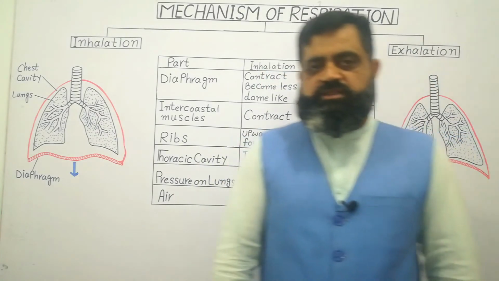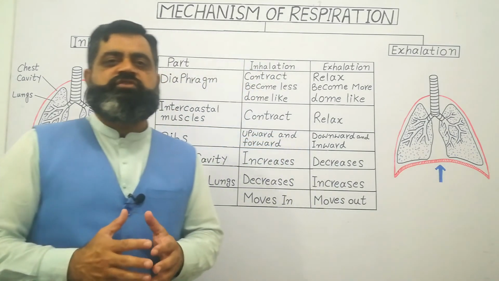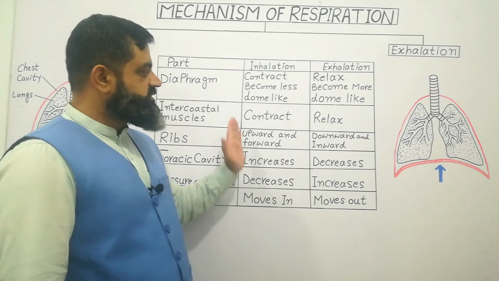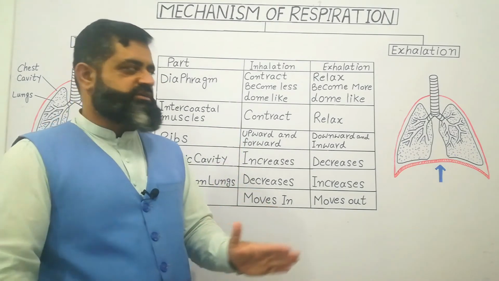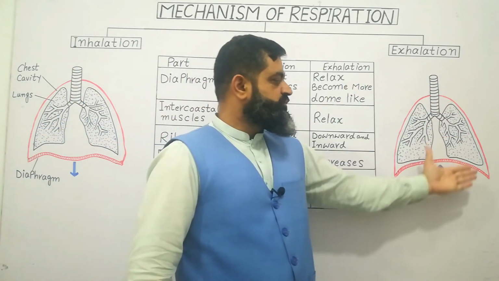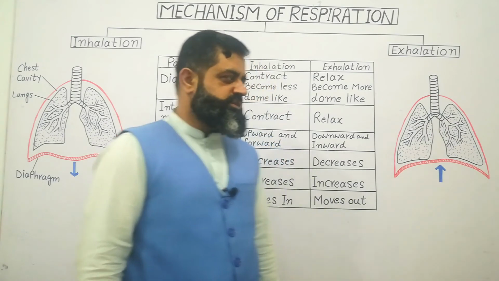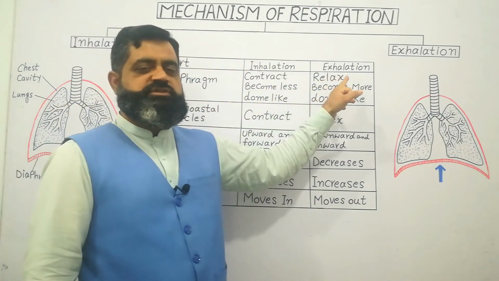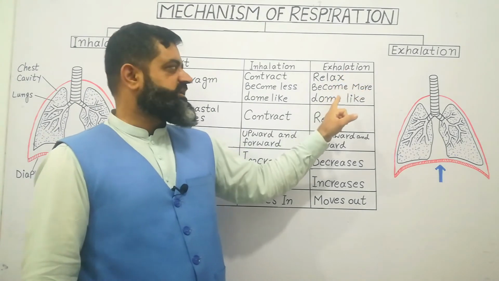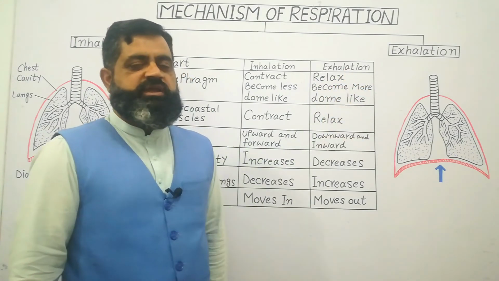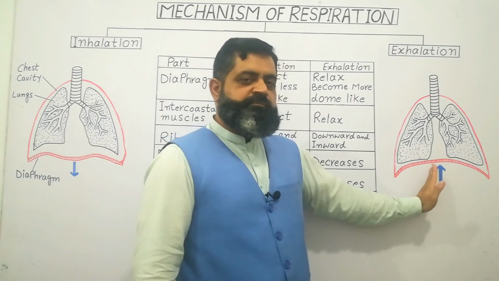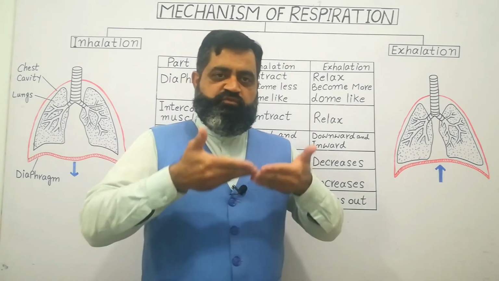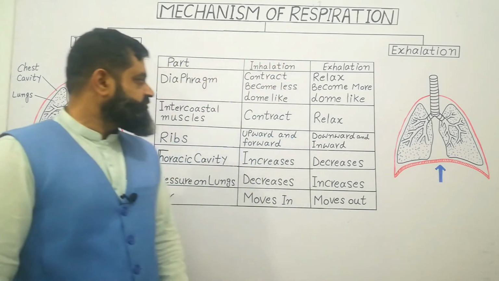Now let's look at the exhalation process, during which we will move out the air which is present in our lungs. Same things, same components, but in the opposite direction. This diagram will show you the proper exhalation process. First of all, the diaphragm will relax during the exhalation process. When the diaphragm relaxes, it becomes more dome-like and moves upward towards the lungs.